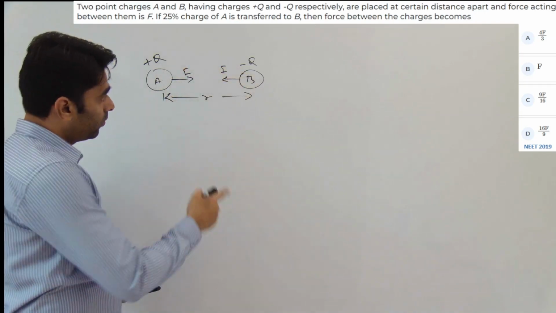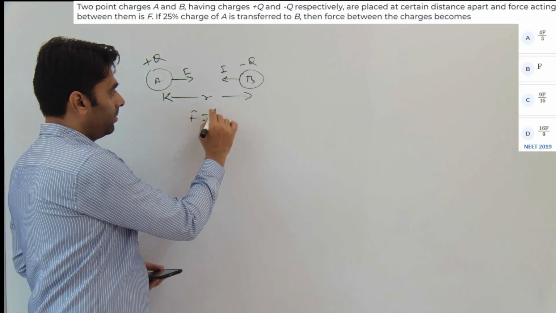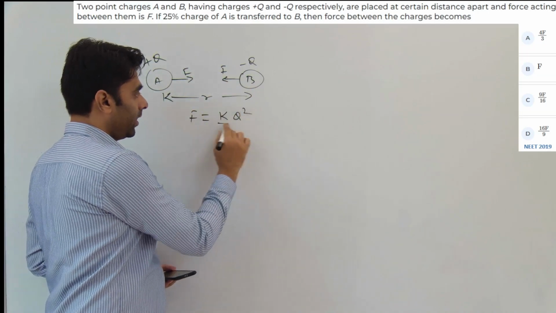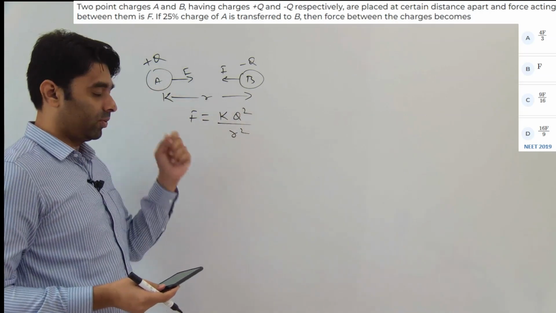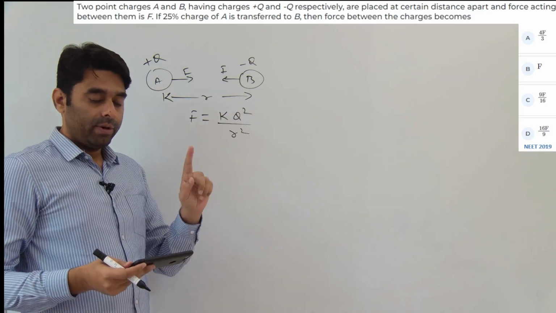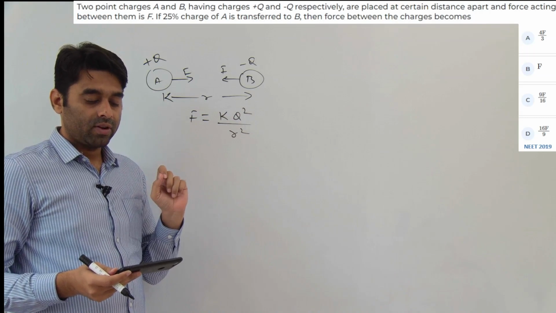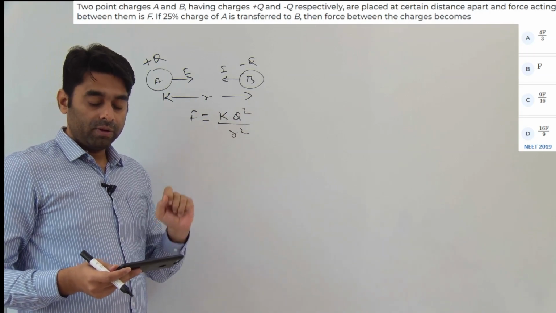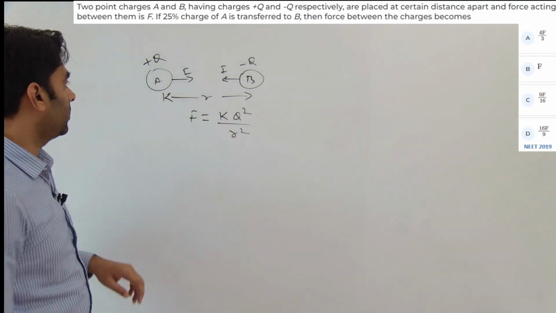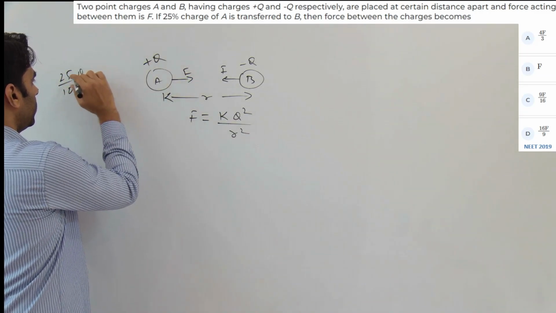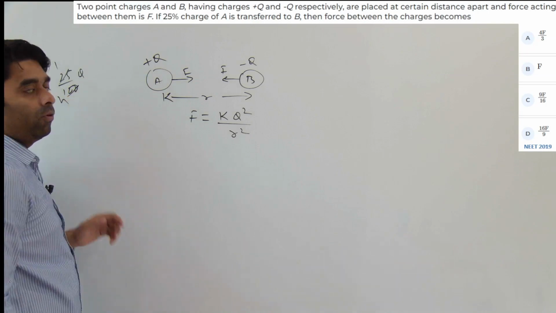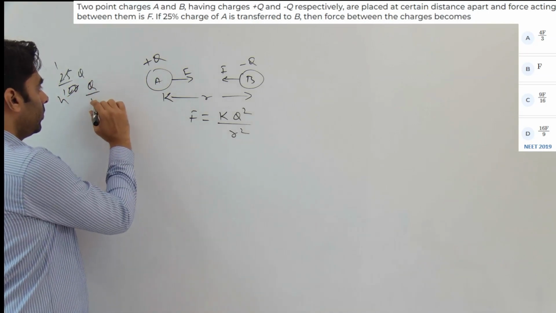How much will be the force? If I have to write the force, F will be basically kQ square by r square. Magnitude I am writing. Next, if 25% charge of A is transferred to B, the force between the charges becomes... 25% of Q will be 1 by 4. That means Q by 4 is transferred.